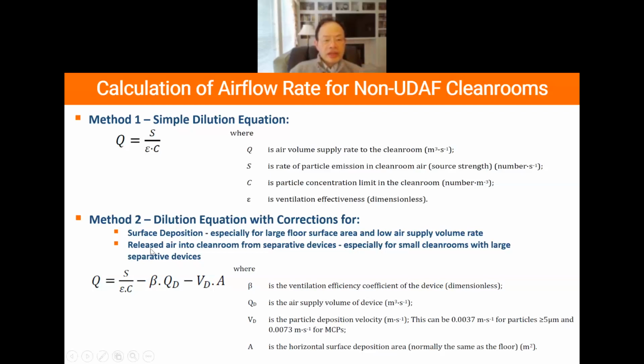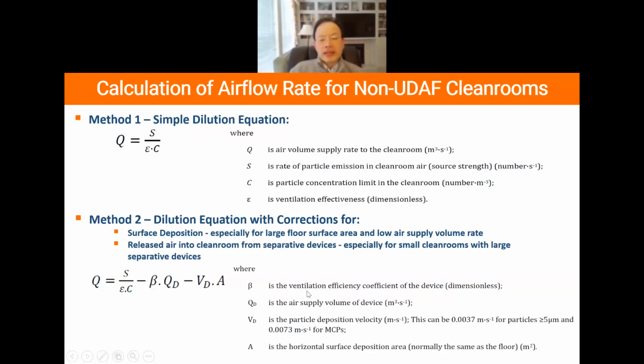Sometimes you have another scenario, where you have separative devices that have a supply air in, either using room air or a designated air source, but they release the air back into the clean room. If you have that kind of situation, especially a very small clean room with multiple large separative devices, then you need an additional correction measure or method.